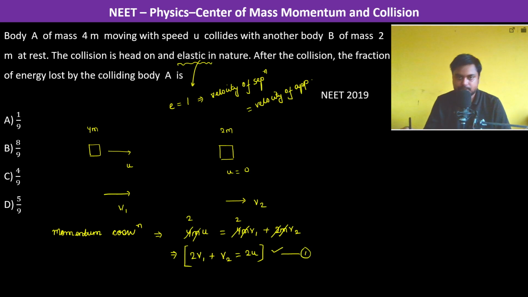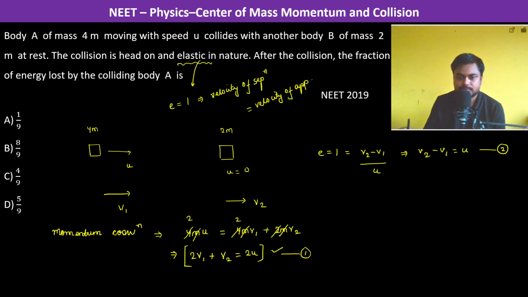Now e is equal to 1. So the velocity of separation, which is v2 minus v1, divided by the velocity of approach, which is u, equals 1. Therefore v2 minus v1 is equal to u. This is the second equation.